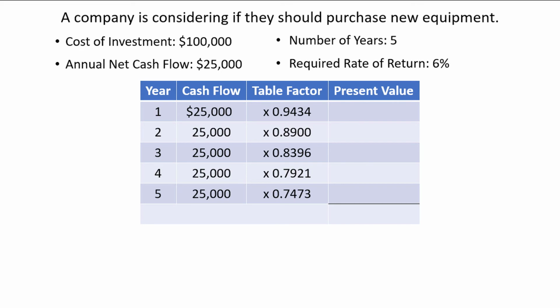Now I have the cash flow set up in a table by year, and I have copied over the table factors that we just found. We can multiply the table factor by the associated cash flows to get the present value of each cash flow.